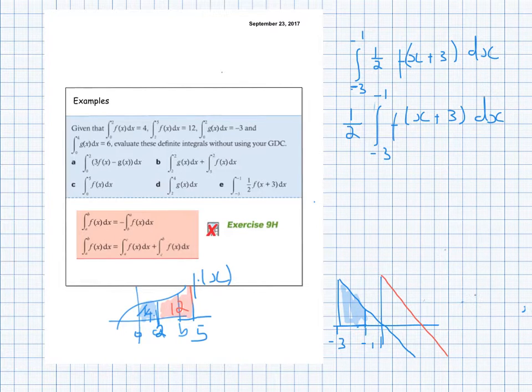Therefore, on the original function, if I'm moving 3 to the right, then that boundary of -1 here, if I move 3 to the right, that's going to become a 2, and -3, 3 to the right, is going to become a 0. So I'm being asked to integrate this.